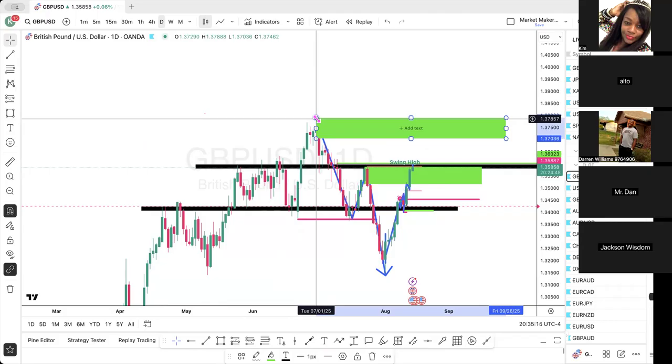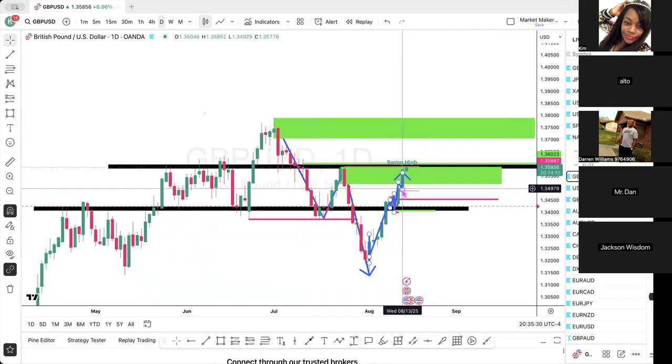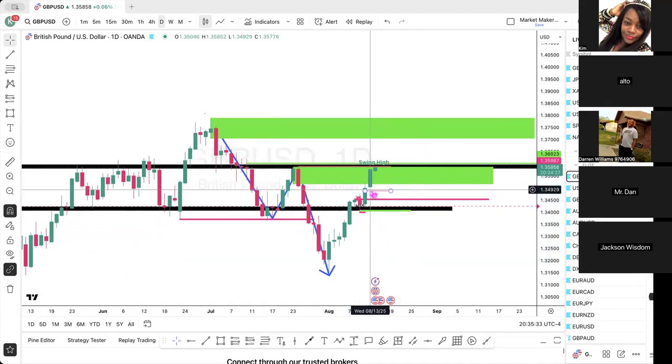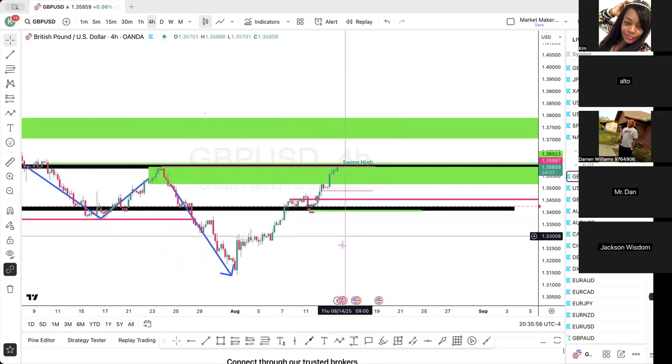Because my eye is trained to see this is a pullback. I don't need to go down to the 1 hour to see it, but you will see it clearer on the 1 hour. I can see that this was a push up and then this pullback and then this push up and then this pullback and then this push up, right? I can see that on the daily. But until you train your eyes, you just go down a time frame until you can see it clearer, right?